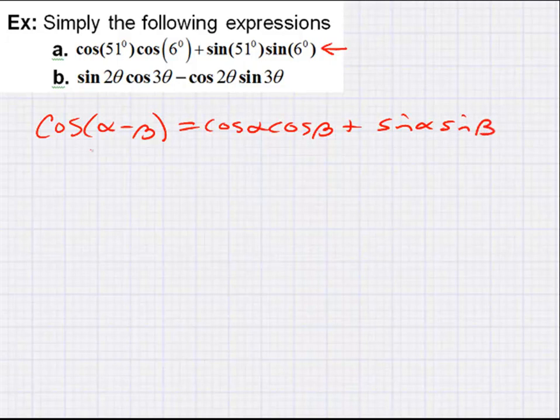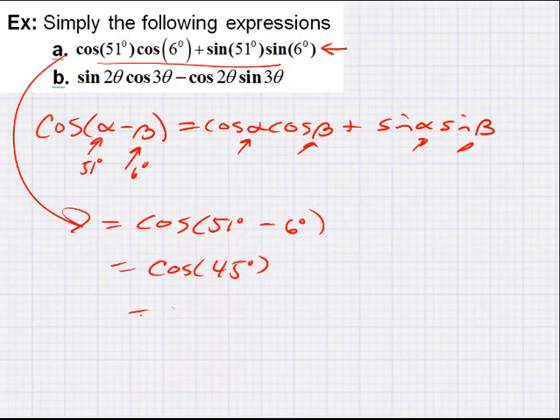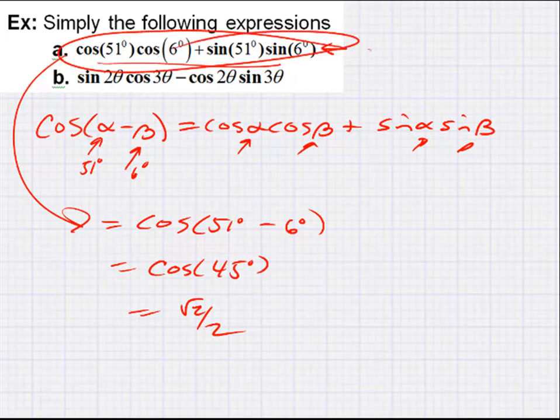And that alpha and beta are 51 and 6. Here, here, here, here. If I let alpha be 51 and beta be 6, I would get this exact same thing. So that means that here simplifies into the cosine of 51 degrees minus 6 degrees, which is the same thing as the cosine of 45 degrees, which is square root of 2 over 2. So this whole expression here simplifies to just square root of 2 over 2.